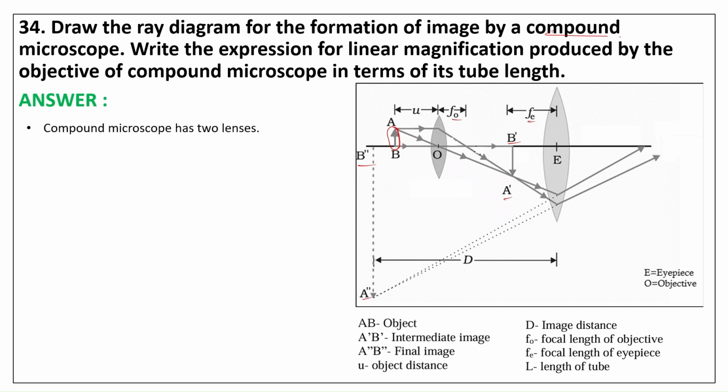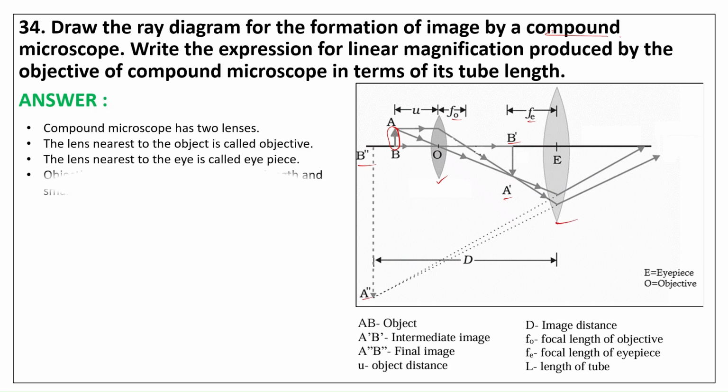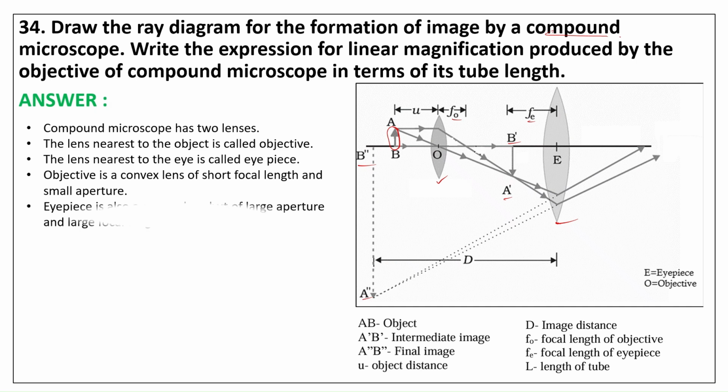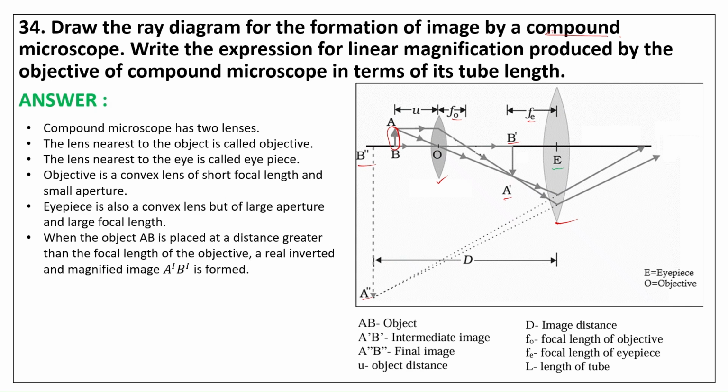Here, compound microscope has two lenses. The lens nearest to the object is called objective. The lens nearest to the eye is called eyepiece. Objective is a convex lens of short focal length and small aperture. Eyepiece is also a convex lens but of large aperture and large focal length.